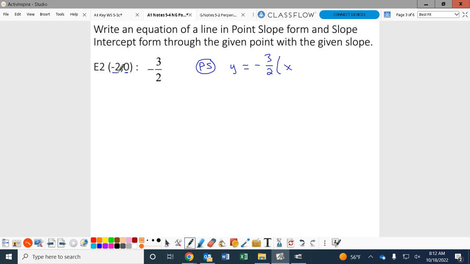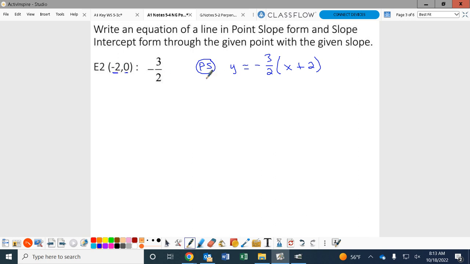Now remember, this is your x, and it's minus a negative 2. A double negative would turn it into a positive 2. Remember, that's the opposite of whatever is here because the formula has minuses in the problem. So that's your point slope form.